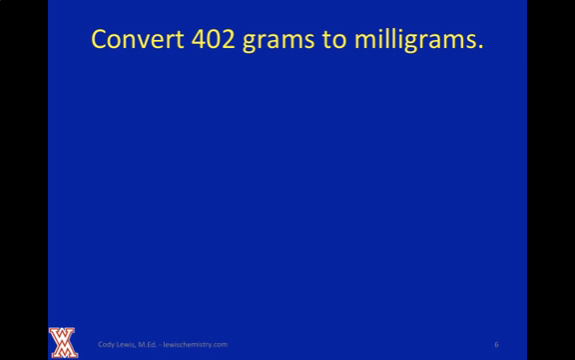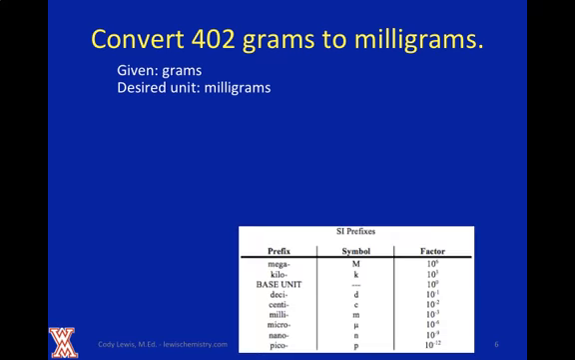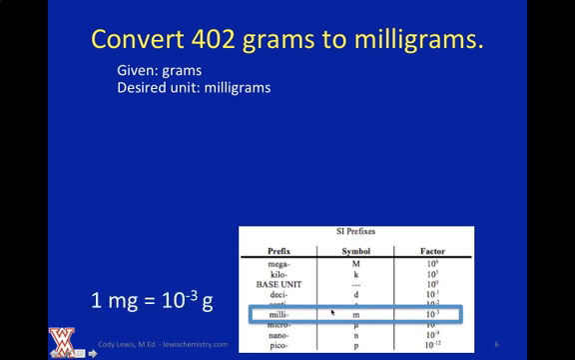The first problem says, convert 402 grams to milligrams. Our given is grams. Our desired unit is milligrams. So we're going to have to go from grams to milligrams. Our conversion factor is going to come from this SI prefix table that's in your notes. We have to look at the prefix that we're interested in. We are interested in milligrams. Now, this table says that milli is 10 to the negative third. It's a little difficult to see on this slide, but you have it in your notes. So let's make an equivalency factor out of that.